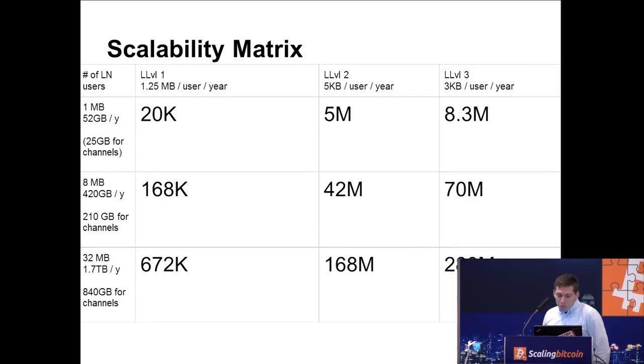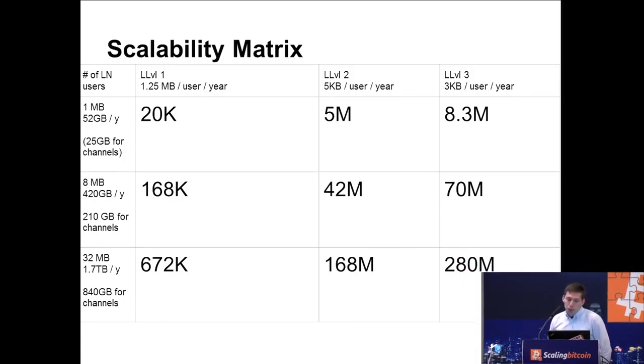So level 1, where you only have op check lock time verify, is actually about 1.25 megabytes per user per year to do all that. Level 2, it's about 5 kilobytes per user per year. And if you have segregated witness or sig hash no input, you can get down to 3 kilobytes per user per year. So with 1 megabyte blocks, you can have 20,000 users with just check lock time verify, about 5 million users with OP_CSV, and a little over eight users if you have the full segregated witness or check sig hash.